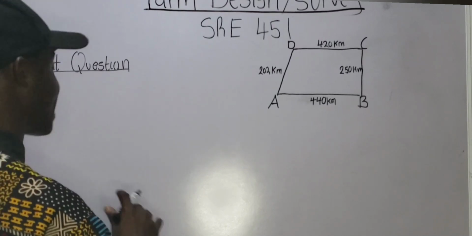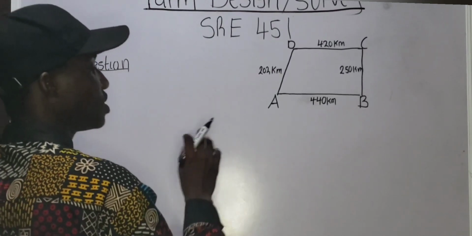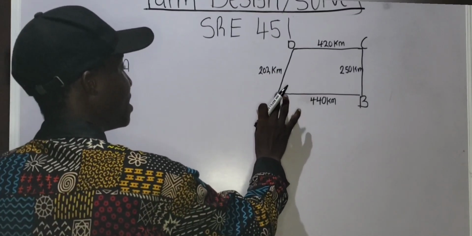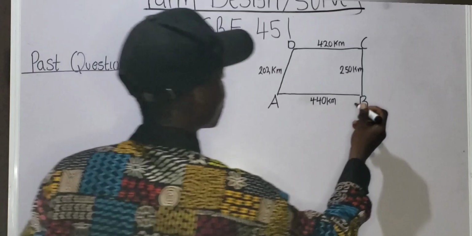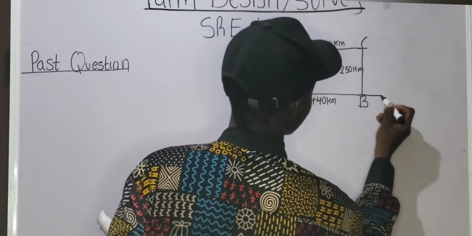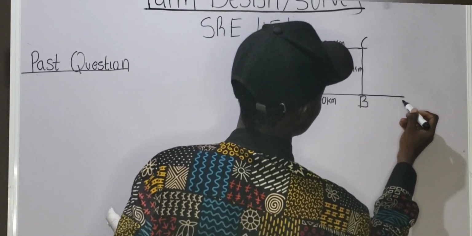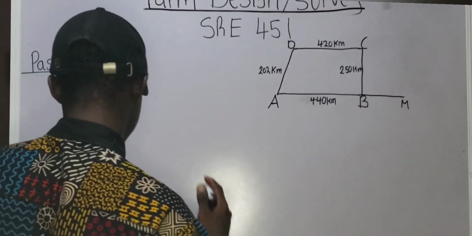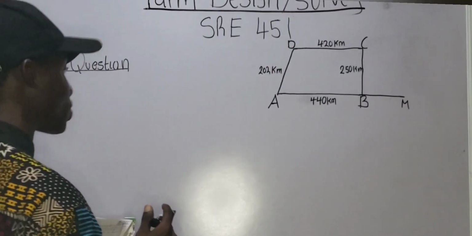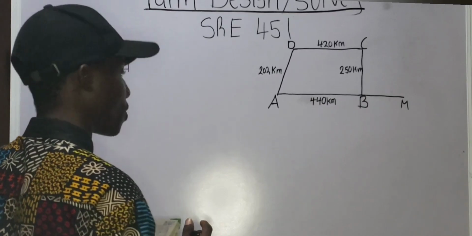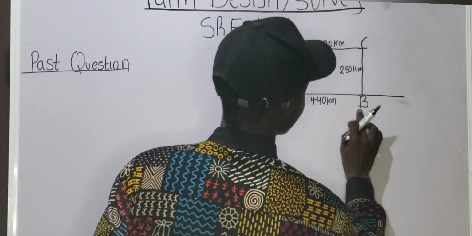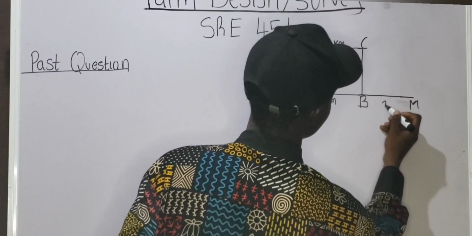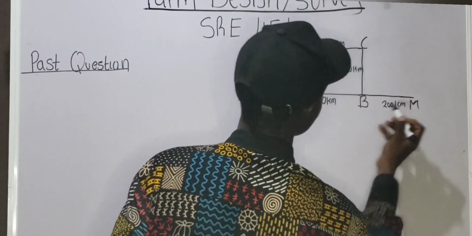So line AB was extended to M. If I may ask you, where is line AB? Yeah, this is line AB. Line AB was extended to M. So the line was extended to M. Let me extend this line to M. You can see I've already extended to M. Line AB was extended to M, measuring a distance of 200 km from point B. That is, from this point to point M, the distance is what? 200 km, okay?